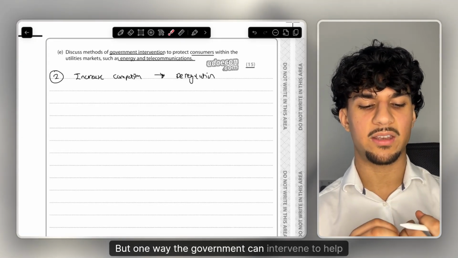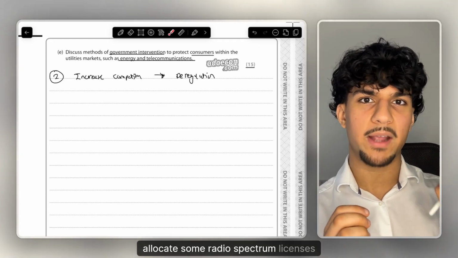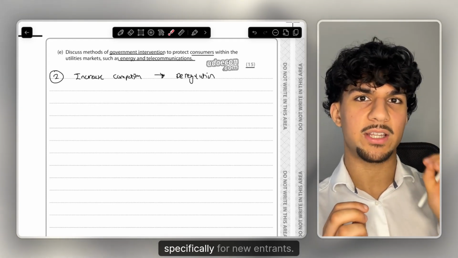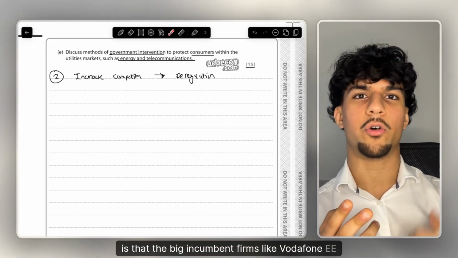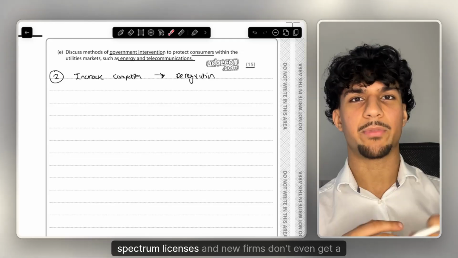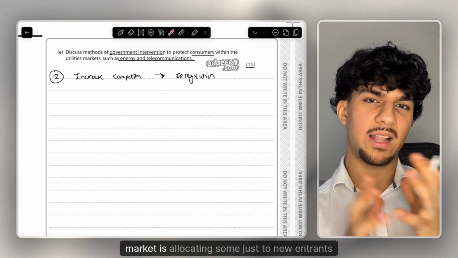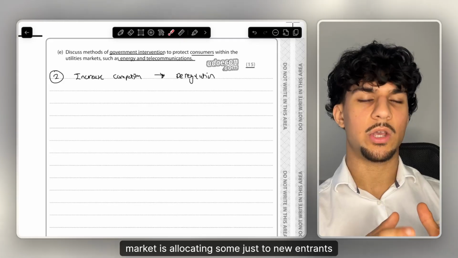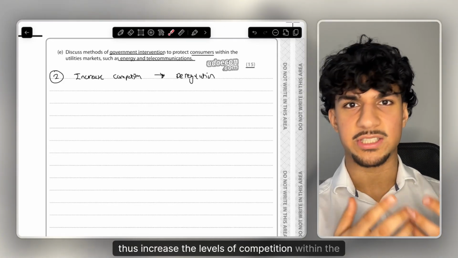But one way the government can intervene to help this out is they can allocate some radio spectrum licenses specifically for new entrants. As usually what happens is that the big incumbent firms like Vodafone, EE, they essentially end up buying up all these radio spectrum licenses, and new firms don't even get a chance. So the one way the government can intervene in the market is allocating some just to new entrants, which would of course lower barriers to entry, thus increase the levels of competition within the market.